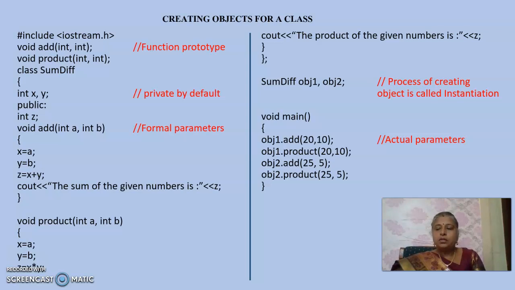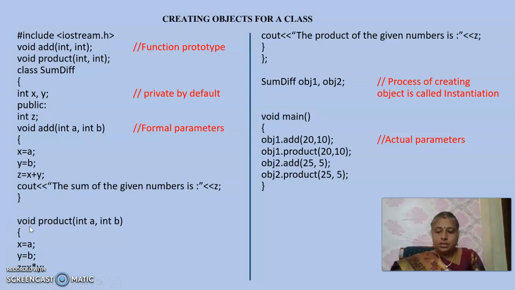Now come into the function: x is equal to a, y is equal to b, meaning whatever value that a is receiving from the calling function will be assigned to the class variable or the data member x, and whatever value is received by b is assigned to y. And the next line, z equal to x plus y. So we are adding and storing the result in z. And the last line of the function: cout the sum of the given numbers is z. So we are printing out the sum and the function is getting closed.